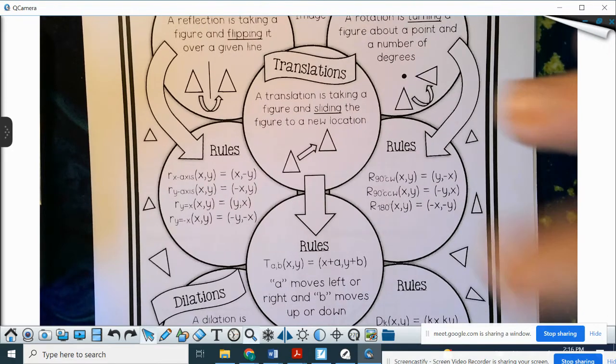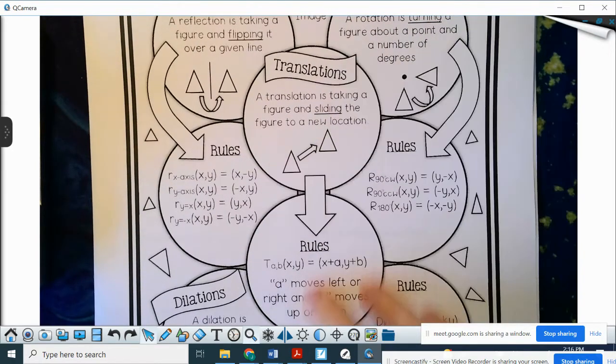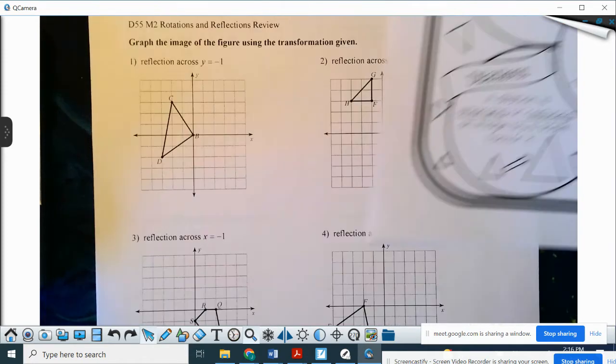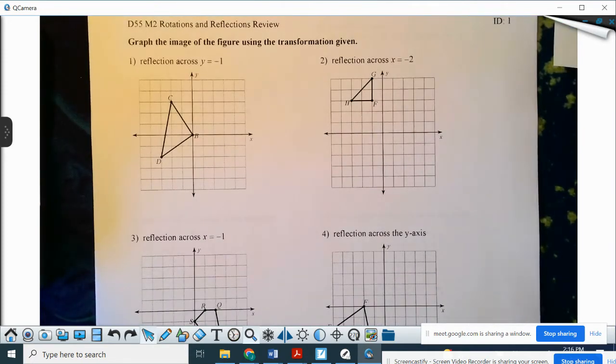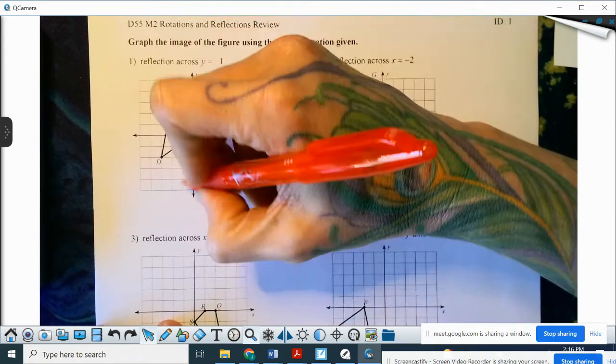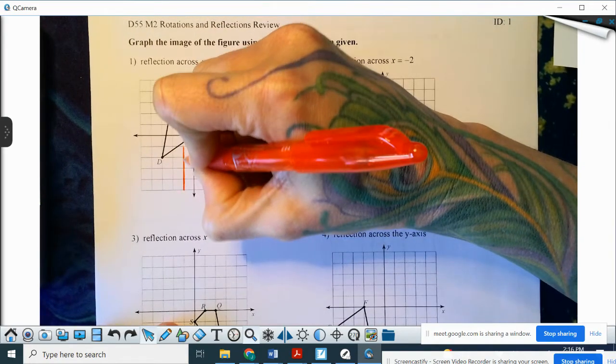But these are just a bunch of short rules that may help you generalize what's going on in case of having to always graph it, if you're more algebraic and a rule fan. So in this case, if you're going to reflect across the y equals -1, what I always do is, this is my y equals -1.